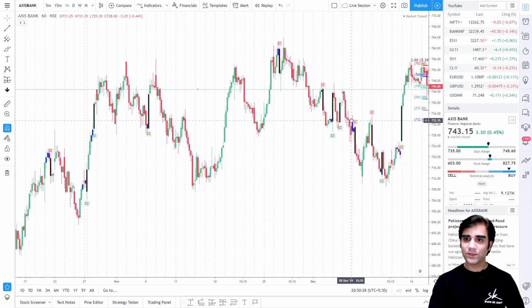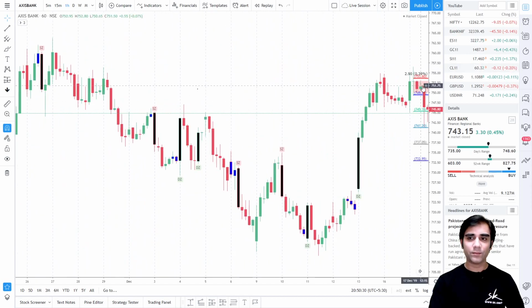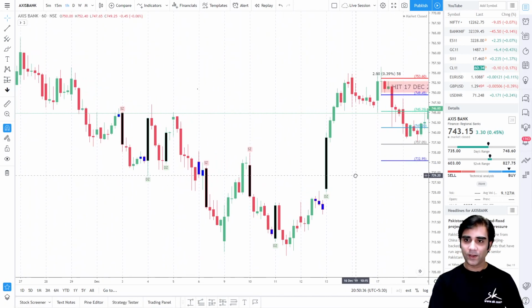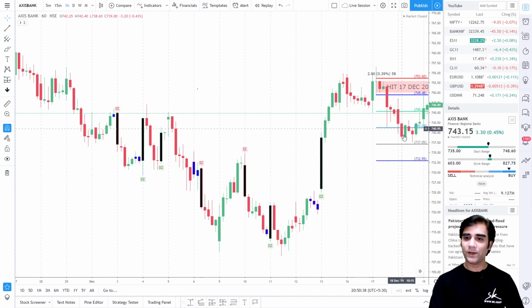So can you see, this was our area of supply. Prices came down, prices paused, started moving down. That's a structure of drop base drop, which we discussed a few sessions ago. And now what happened? Again, you can see prices came almost close to that area, moved back.